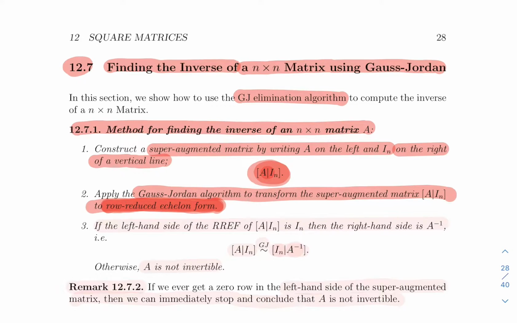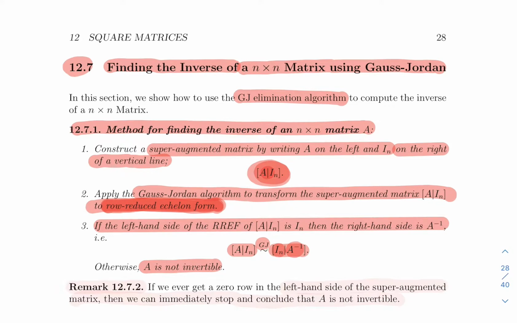After you apply the Gaussian elimination algorithm, there are two scenarios. The first scenario is that you start with your super augmented matrix, you apply Gaussian, and then you get a new super augmented matrix where on the left side now you have the identity, and whatever you have left on the right side will be the inverse of A. If you cannot get the identity on the left side, and we'll see an example of this right away, then there's no inverse for A.